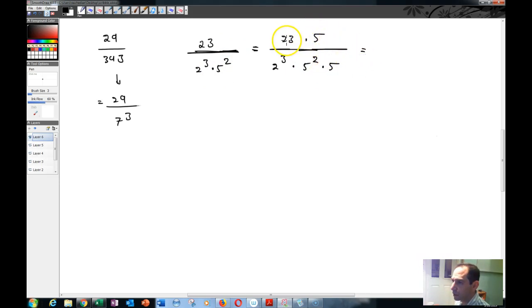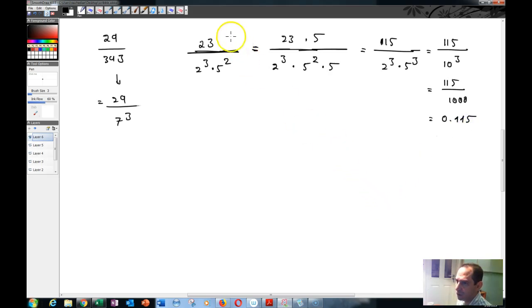So that's 115 over 2 cubed times 5 cubed, and that's equal to 115 over 10 cubed, and that's equal to 115 over 1000, which is equal to 0.115. Okay, so that's basically how you do that.